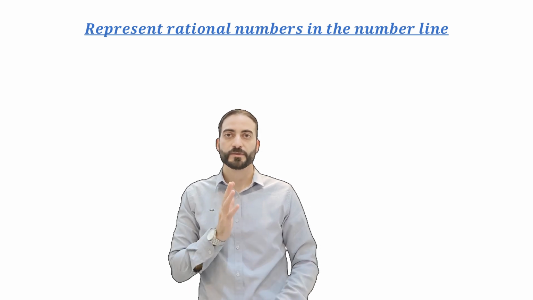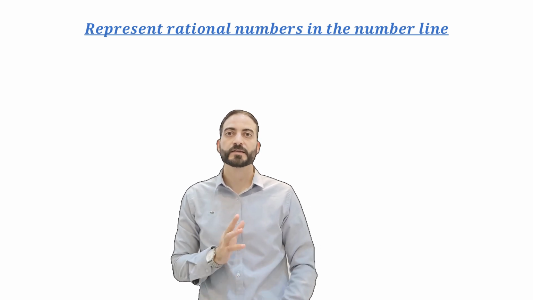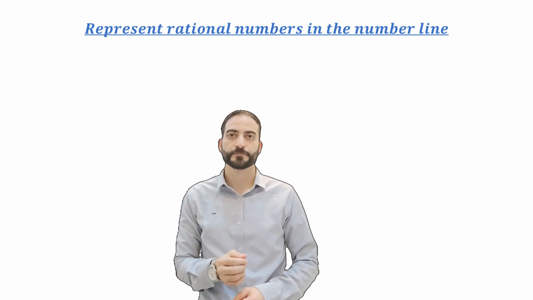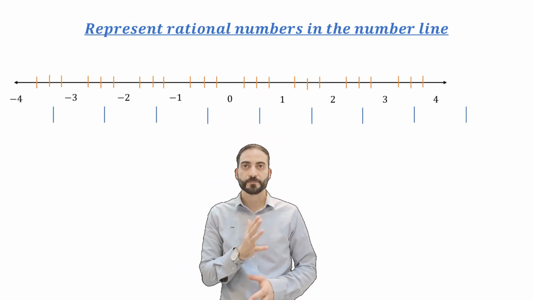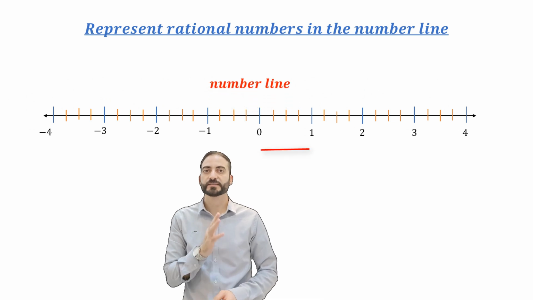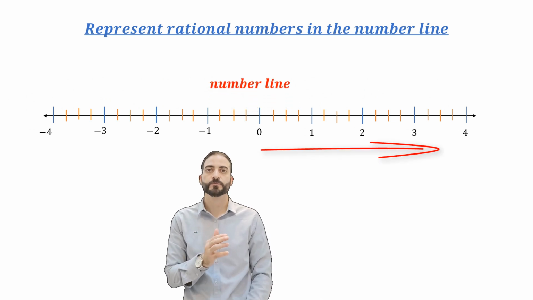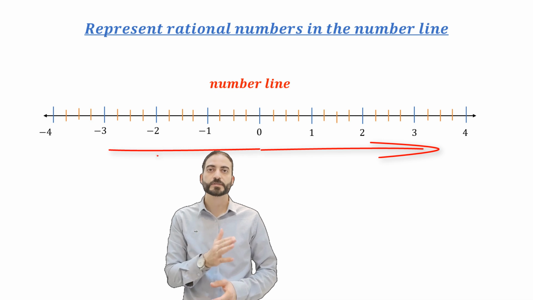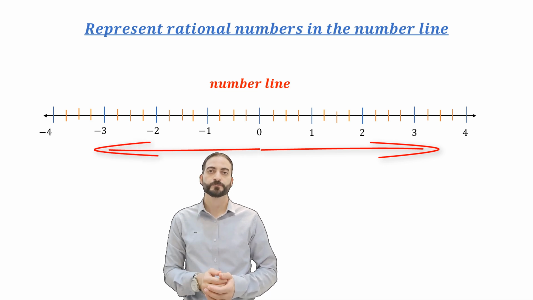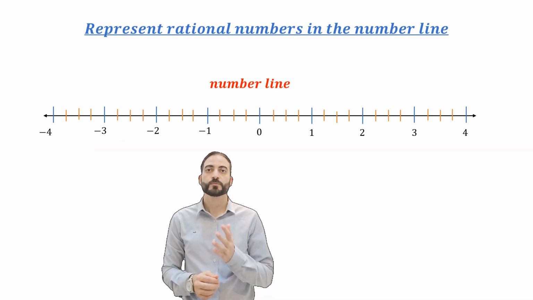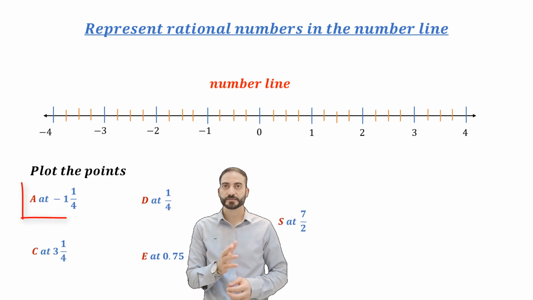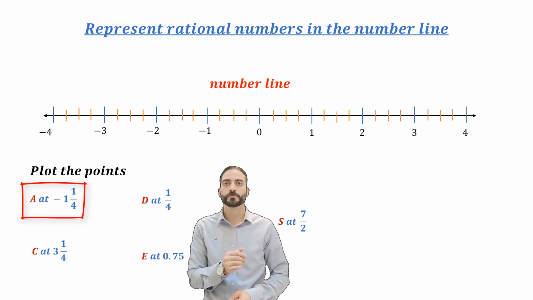Hello everyone. In today's lesson, we will learn how to plot rational numbers on a number line. This line is called a number line, where numbers to the right of 0 represent positive values and numbers to the left of 0 represent negative values. Our task is to plot point A, which is located at -1 over 4.